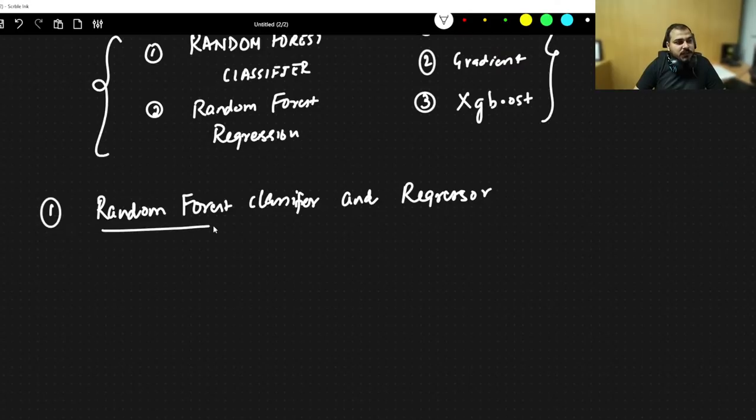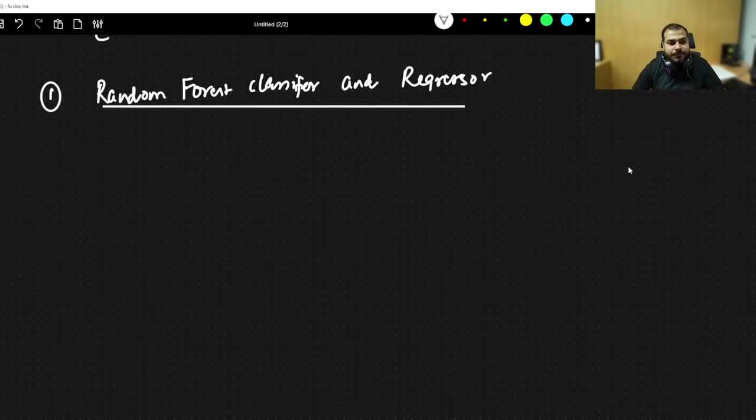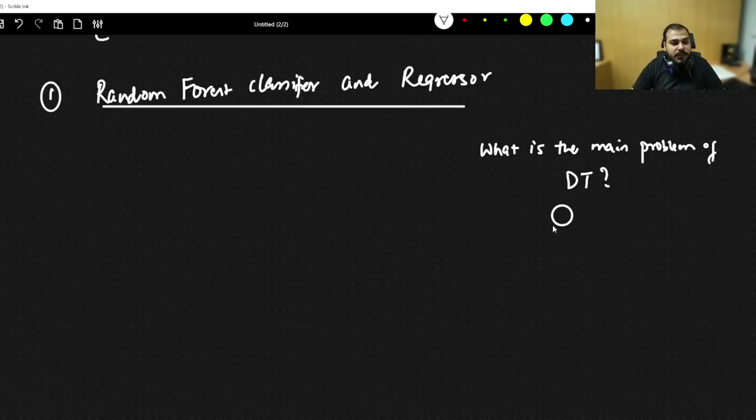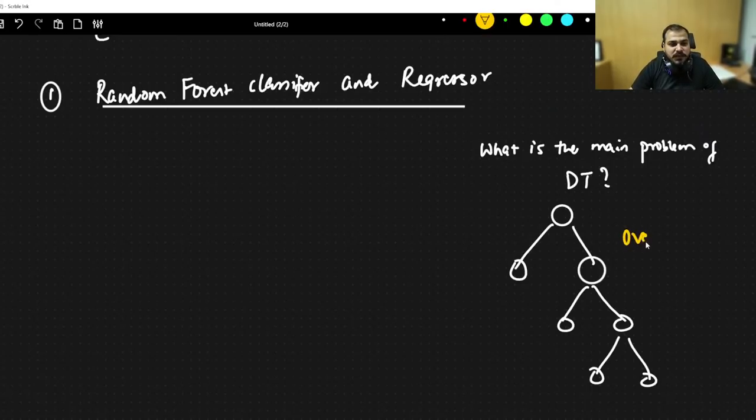Okay. Now, first thing first, let's understand some things from yesterday's class. What is the main problem with respect to decision tree? I hope everybody remembers decision tree from yesterday's session. Whenever we create a decision tree without any hyperparameter, does it not lead to overfitting? Does it not lead to overfitting? Tell me. Yes.